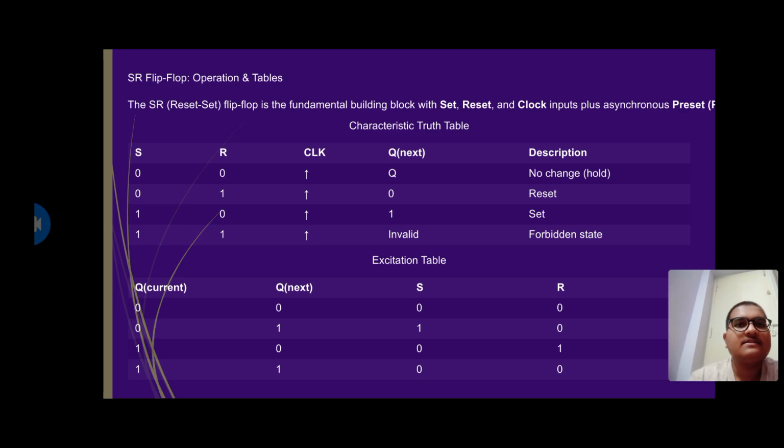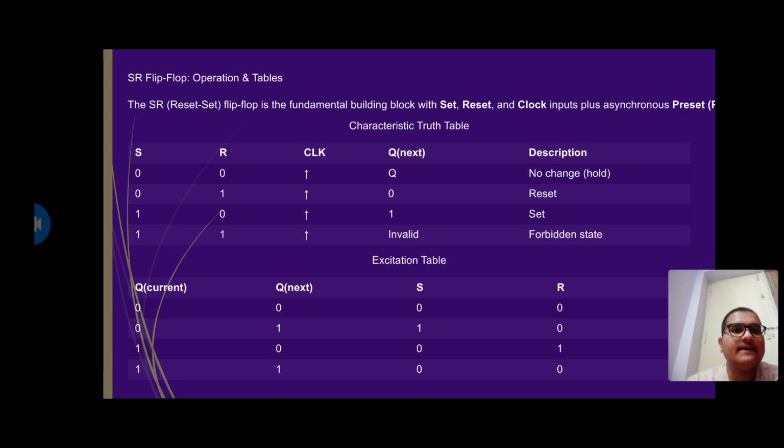And where S is equal to 1 and R equals to 0, clock is rising and Q is 1, which is set state. Whereas S is 1 and R is 1 and clock is rising, means these are high conditions. S is high and R is high, clock is also rising. Then the Q is said to be invalid condition, which is forbidden state.